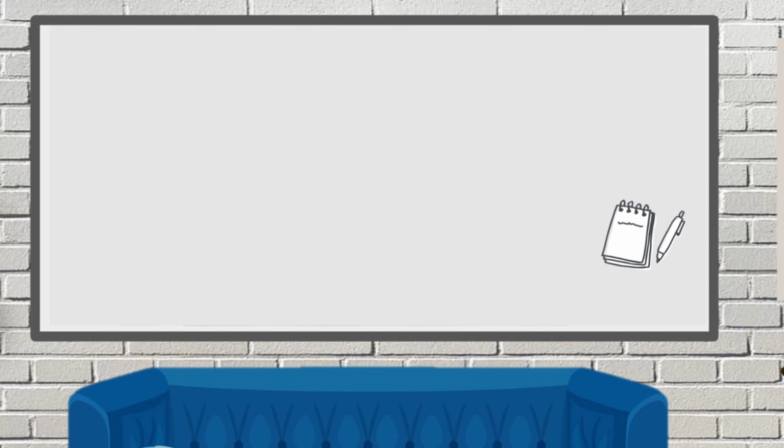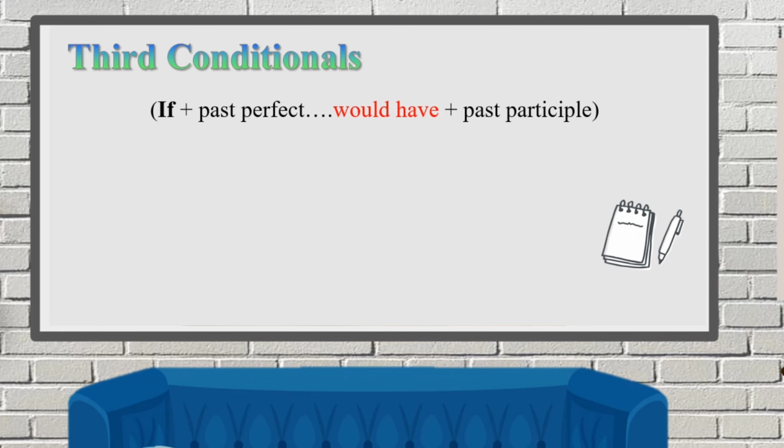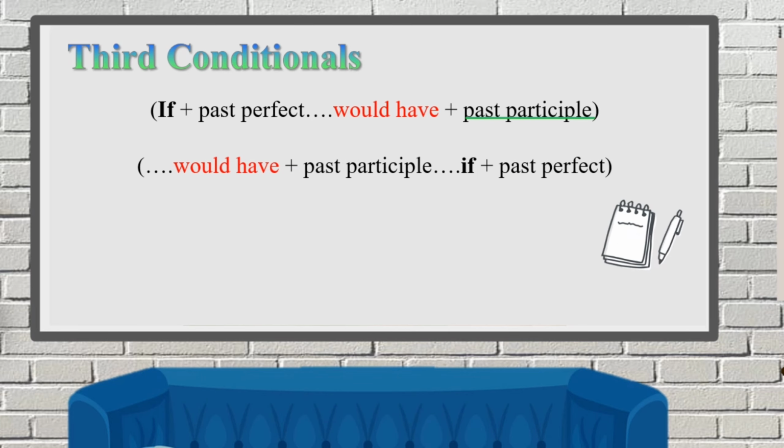And lastly, we have the third conditionals. The third conditional sentences are used to describe actions that you wish you had done differently, or that something could have happened differently if the conditions had been different. Note that when using the third conditional, we use this sentence pattern. If plus past perfect, then would have and past participle, or would have plus past participle, if, and past perfect.